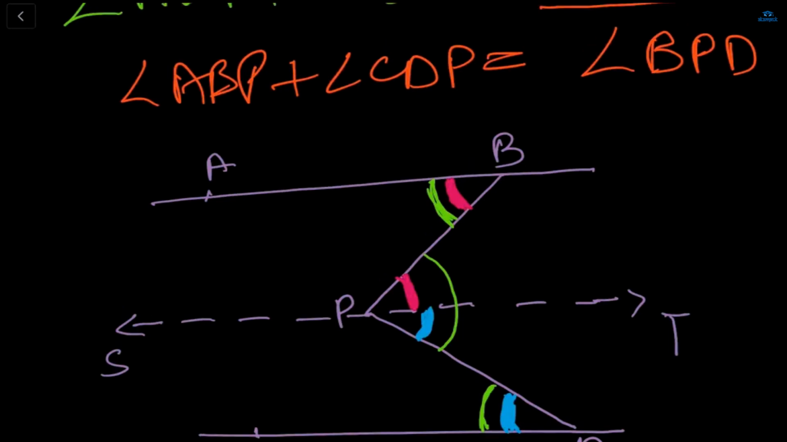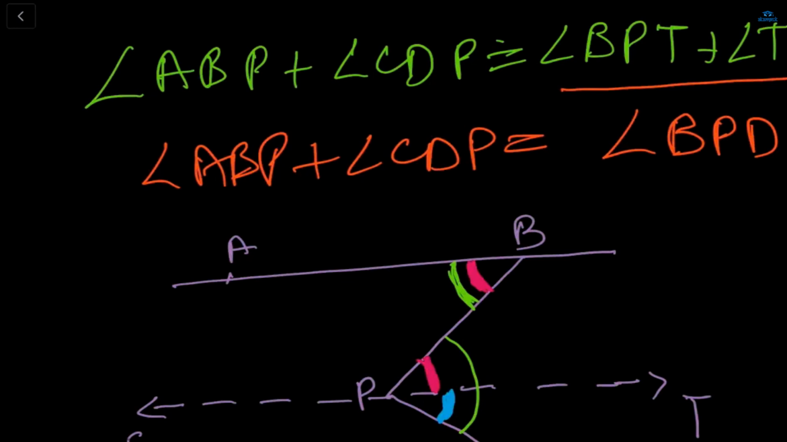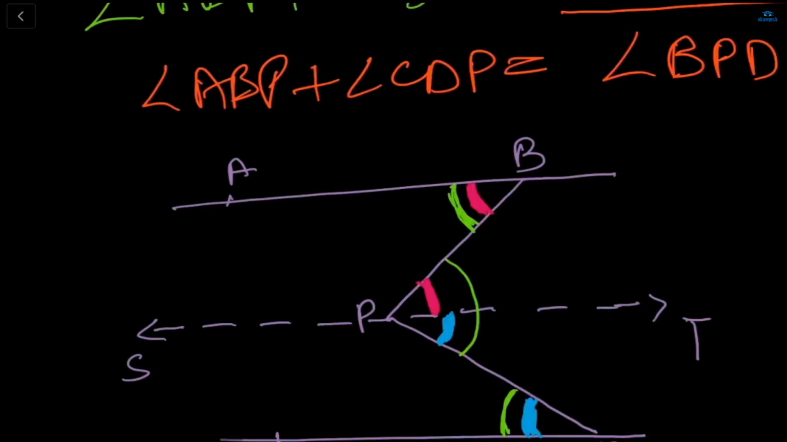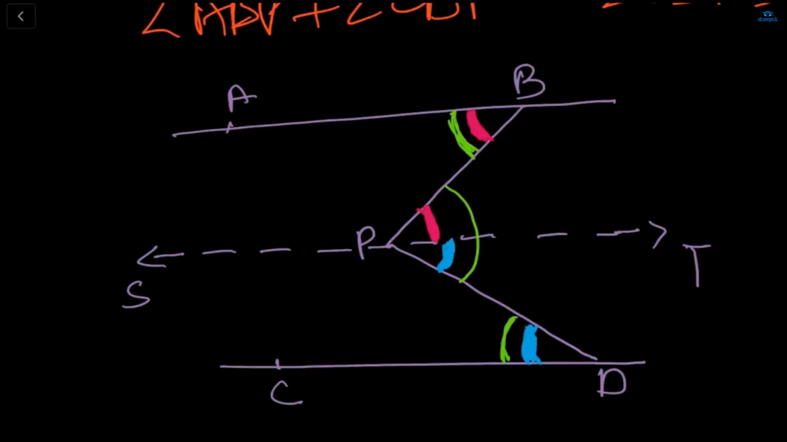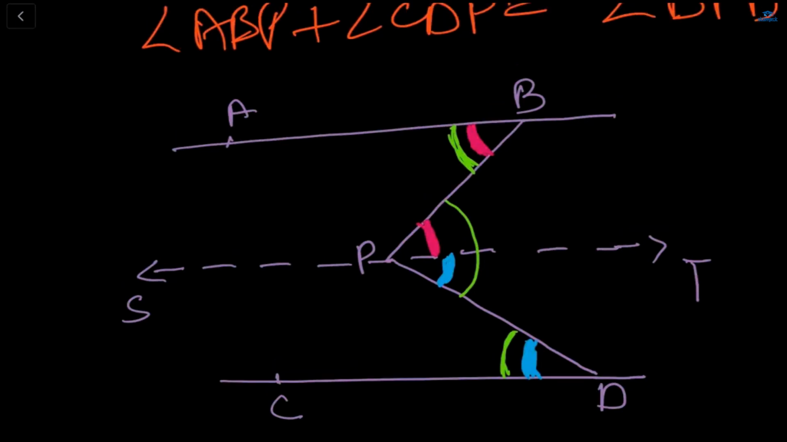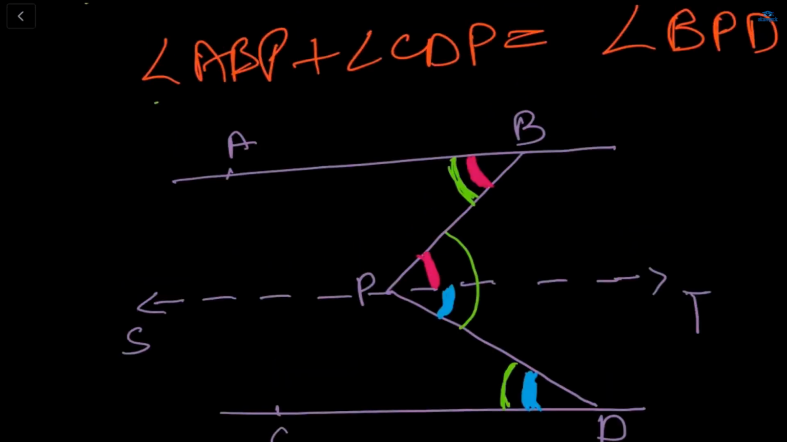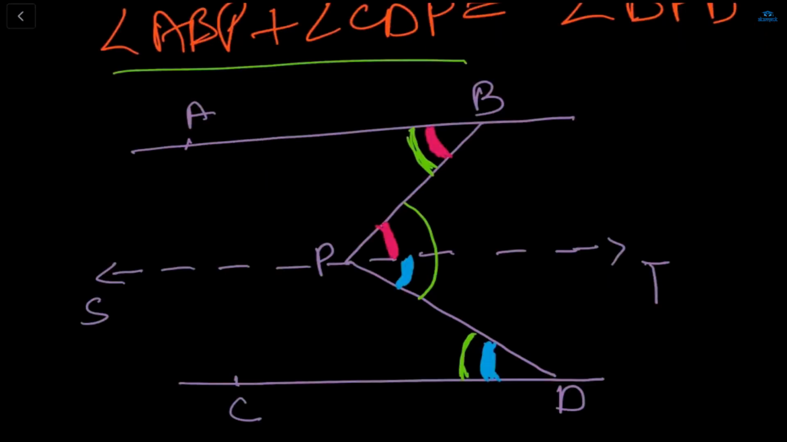Now, when you add both the equations, what you get in this green color is angle ABP plus PDC is equal to angle BPT plus TPD. Now these two angles you can write as one angle, BPD. This way you can write.